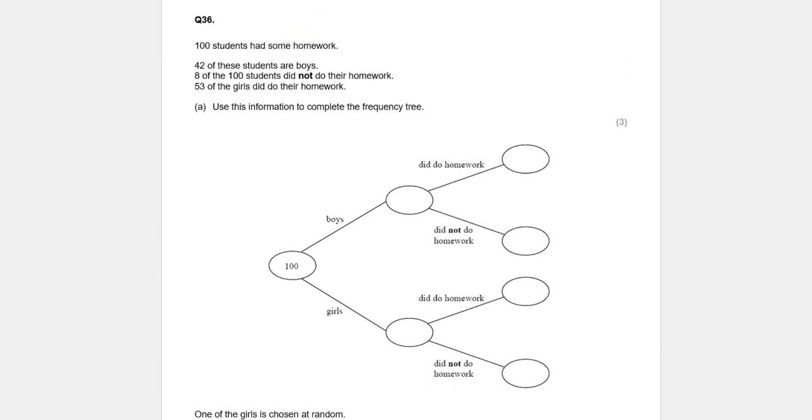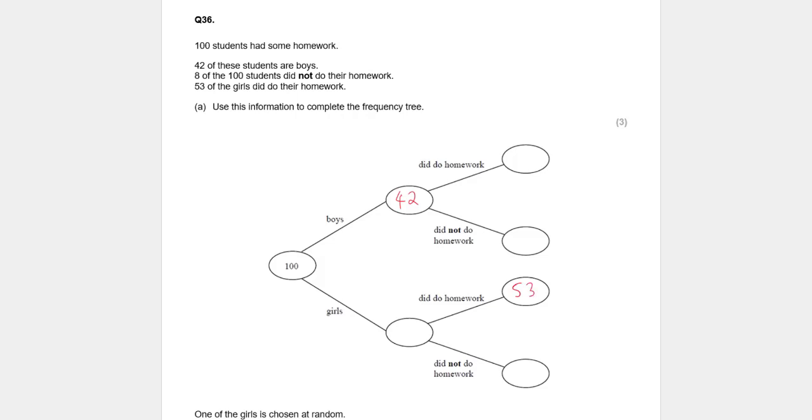Next is a frequency tree question. Most likely one of these will come up. 100 students had some homework. 42 of these students are boys. So let's go ahead and put down the first obvious answer: 42 boys we have. 8 out of the 100 students did not do their homework. Naughty naughty. 53 of the girls did their homework, so we know we can put that down.